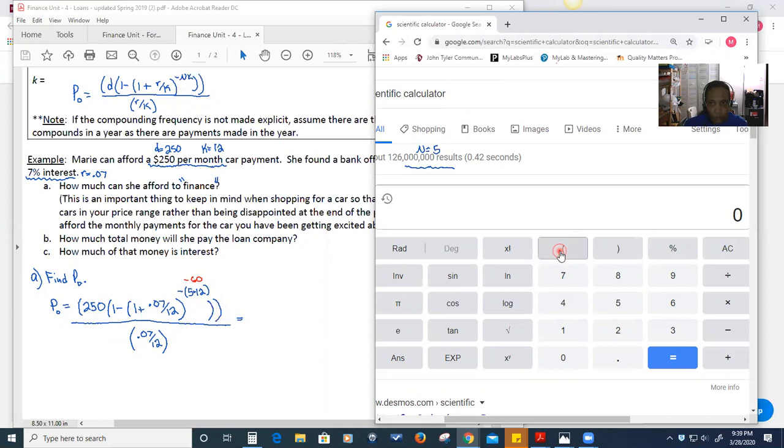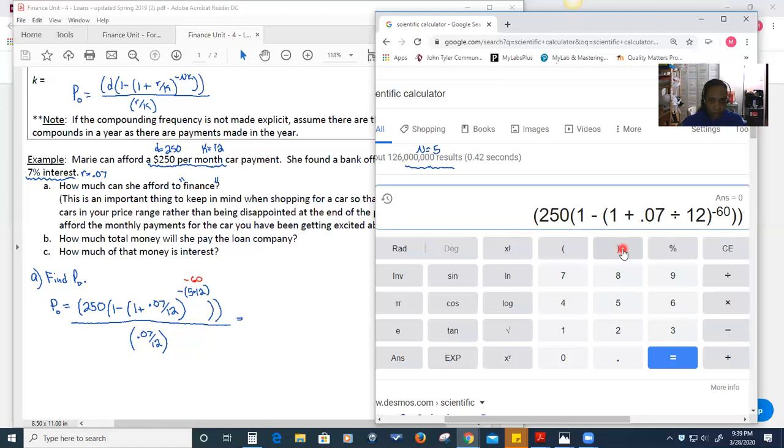So punching in what we see, parenthesis 250 times parenthesis 1 minus parenthesis 1 plus 0.07 divided by 12, close parenthesis, to the power of negative 60. Negative 60. Again, my calculator uses the minus key as the negative sign, but your calculator probably does not. So make sure you hit the negative sign on your calculator, okay? And then negative 60, and then close parenthesis, close parenthesis.